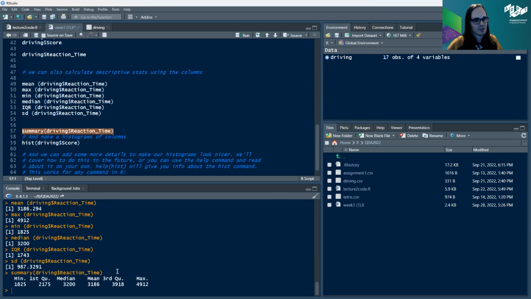It's 3.186 seconds. Standard deviation, the reason we really like that more than variance, is that it is in the same units as your actual data. So if my reaction time data was in milliseconds, my standard deviation is also in milliseconds. So my standard deviation for reaction time is 987 milliseconds, or 0.987 seconds. But that's a really good question.